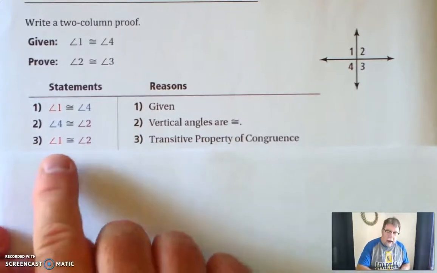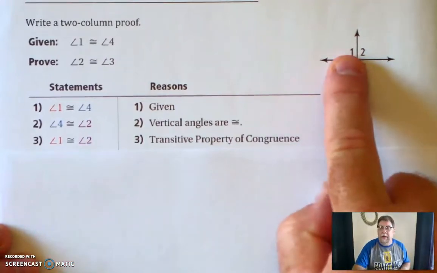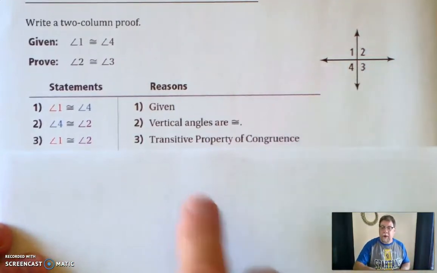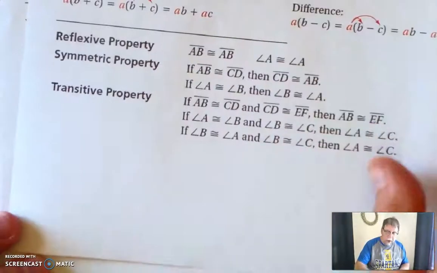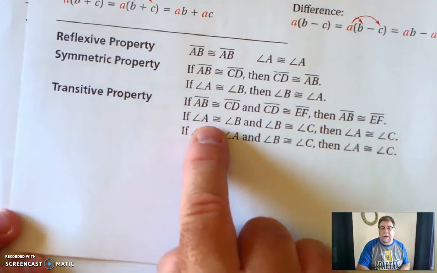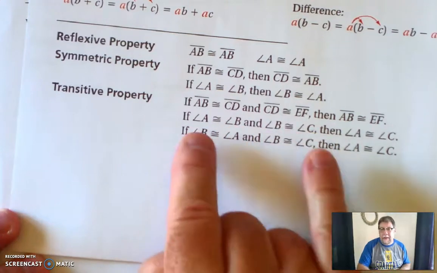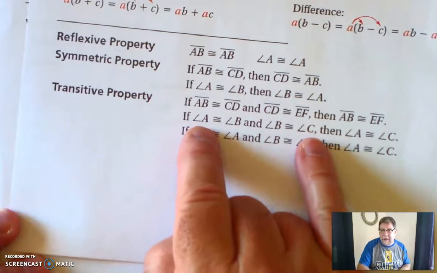Instead, we're going to say angle 1 is congruent to angle 2. So how do I know angle 1 is congruent to angle 2? It's what we call the transitive property, from these algebraic concepts. The transitive property means that if one angle is congruent to another angle, and then that angle again is congruent to a third angle, then A and C, in this case, would also have to be congruent.